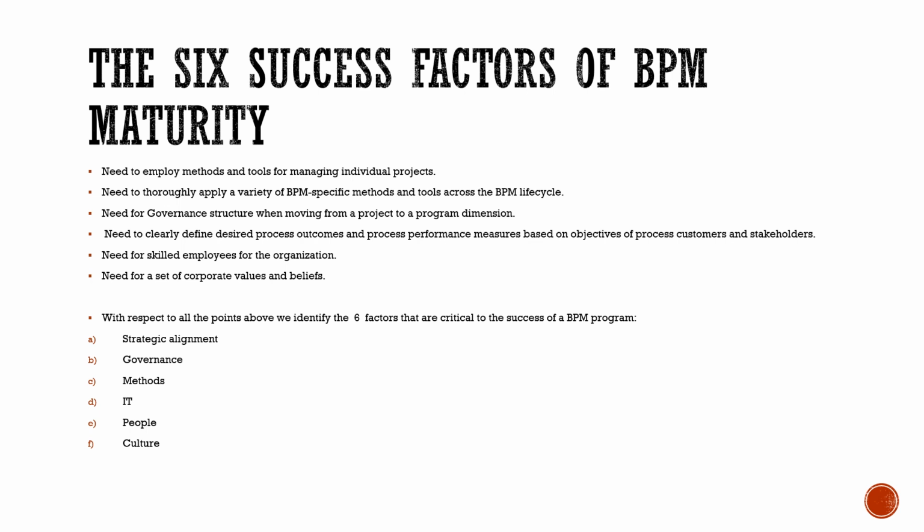Next, we need to set corporate values and beliefs which may contribute to shaping the process thinking mindset of employees. With this, let us identify the six factors that are critical for the success of a BPM program, starting with strategic alignment, governance, methods, IT, people, and culture.